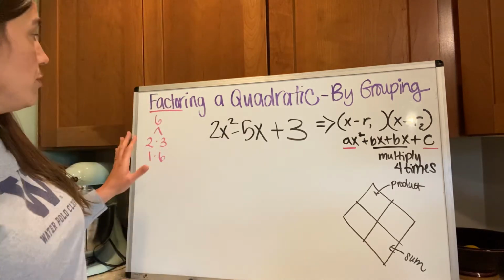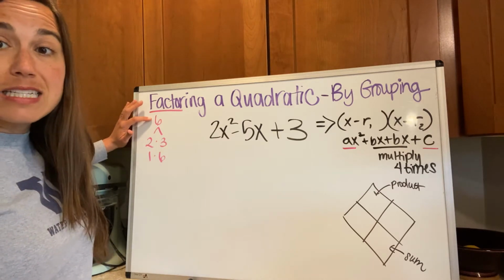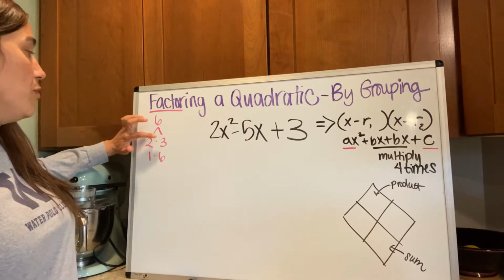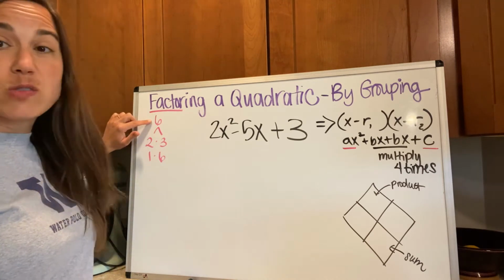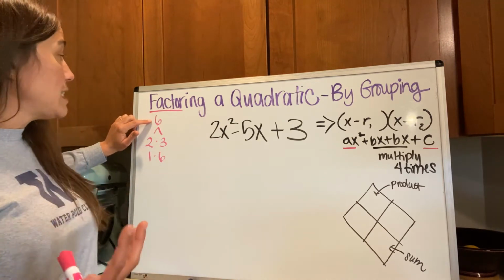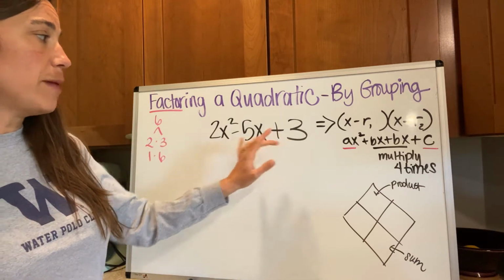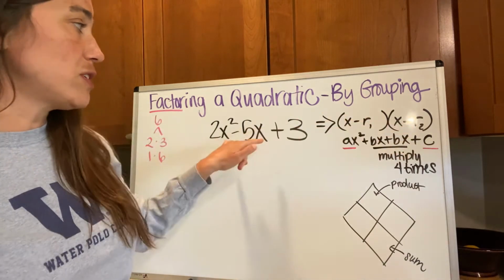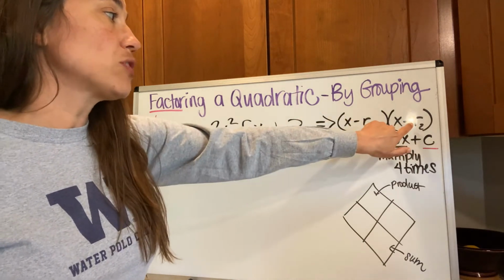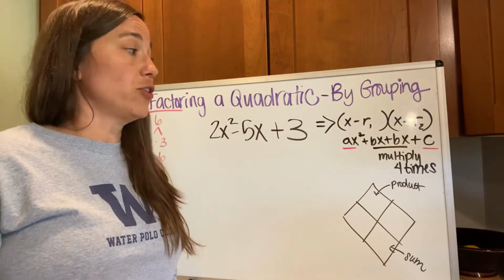Just so you know what a factor is, remember if I have a number like 6, 6 has 4 factors: 2 and 3, and 1 and 6. Factors are the numbers that multiply together to get 6, which is like our product. So if I take a look at my product here, 2x squared minus 5x plus 3, my goal is to find two quantities that multiply together to get this product. Just remember our two quantities here, like when we were doing our multiplication, are going to be binomials.